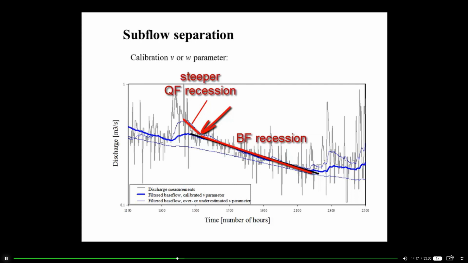So that's why the base flow filter result should follow the total flow quite nicely on the right side of the inflection point, but on the left side of the inflection point, because there is also quick flow on the left side, the base flow filter result should give you a result lower than the total flow observation.